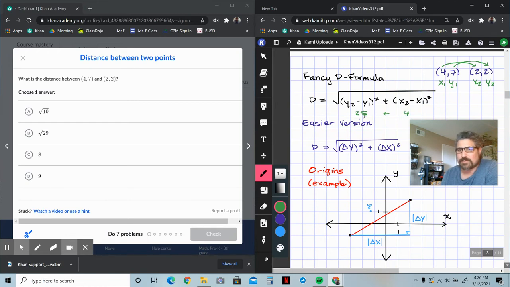Because the net value here is going to be 25. The net value here is going to be 4. And so what's 25 plus 4? 29. And then you're going to take the square root of that, right? Because it's a squared plus b squared equals c squared, not a squared plus b squared equals c.